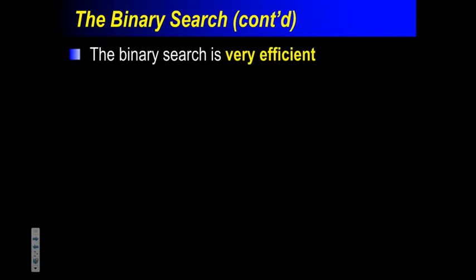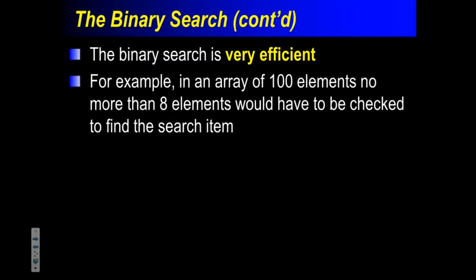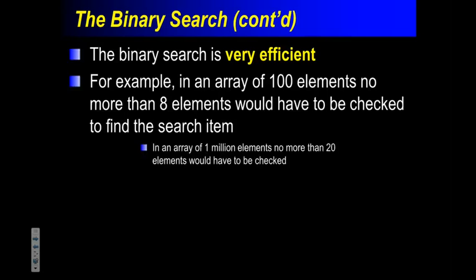It is extremely efficient. Here's some stats for you. In an array of 100 elements, if they have an array of 100 different values, it would take no more than 8 possible checks to find it. Now think of that compared to the linear search. What would be the worst case scenario in the linear search would be 100 checks. So this is significantly more efficient. But wait, let me up this again.